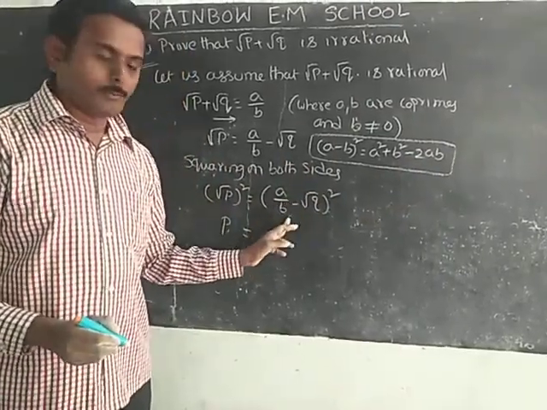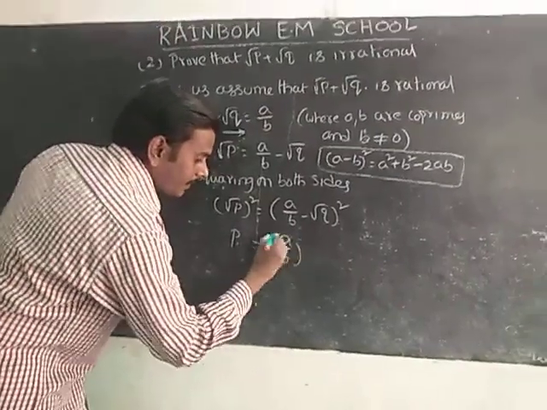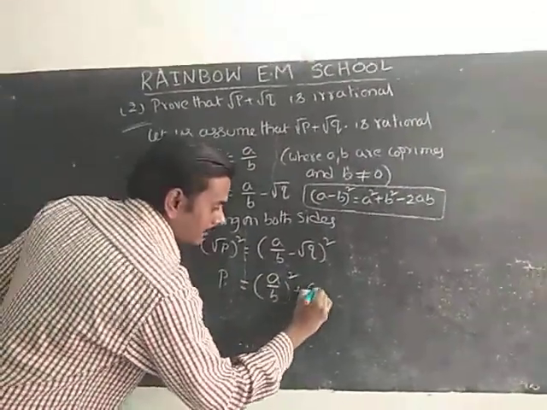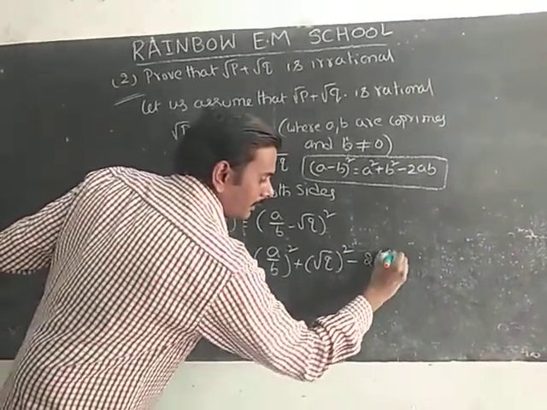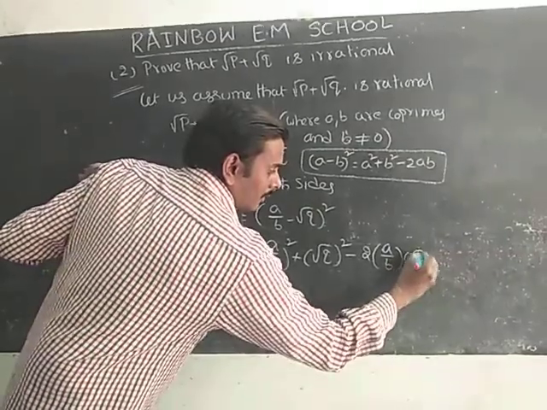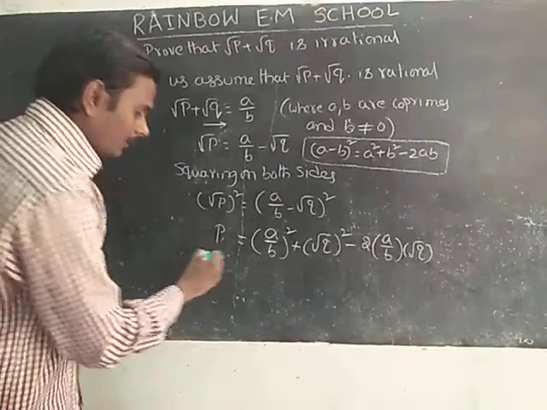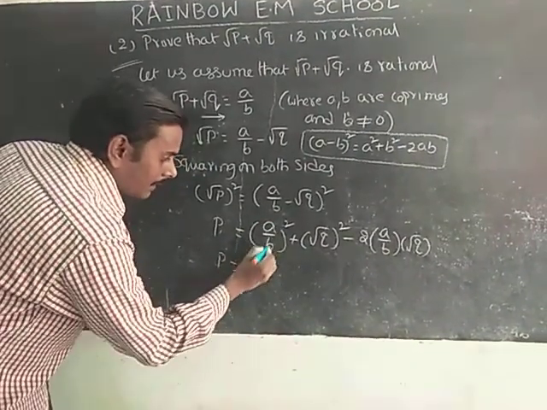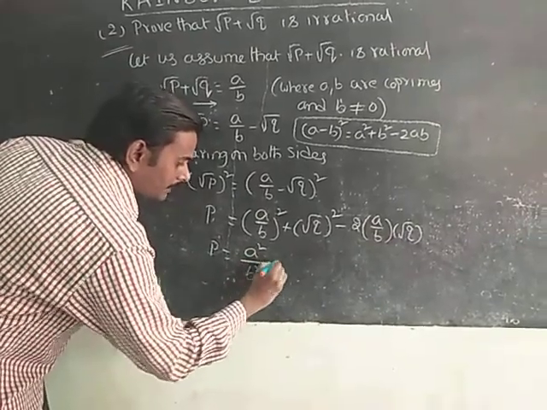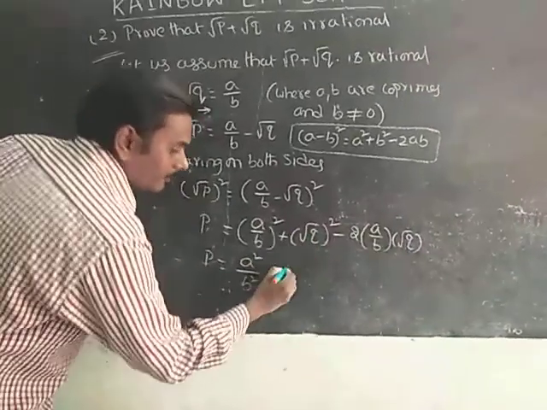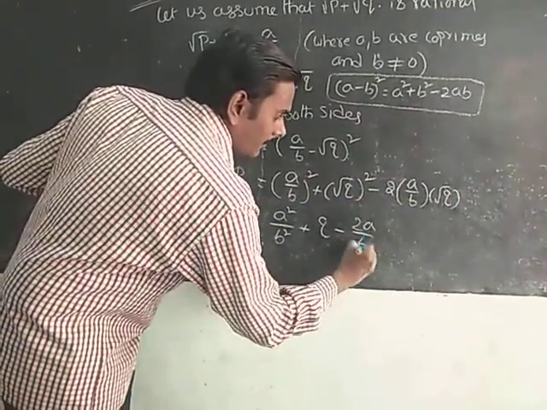Here a value is a by b, b value is root q. Now apply that formula: a square plus b square minus 2ab. While taking a as a by b, and b as root q. Simplifying, a by b whole square means a square by b square, plus root q square means root q into root q, that is q, minus 2a by b root q.